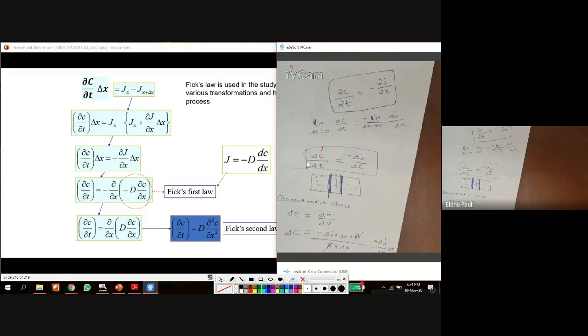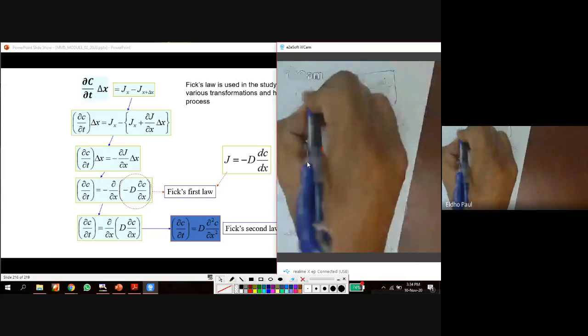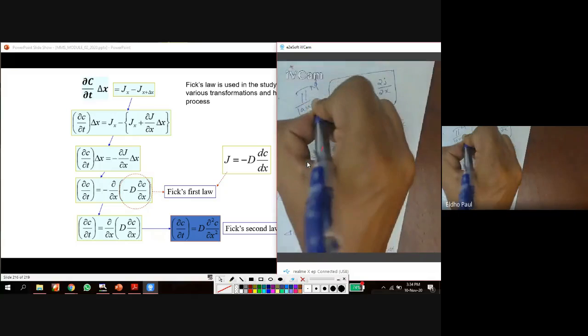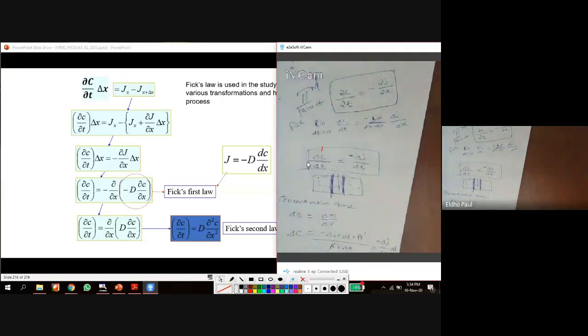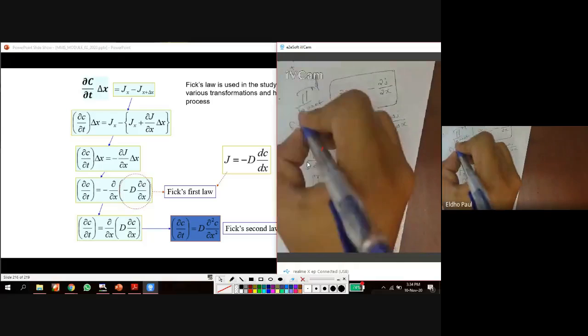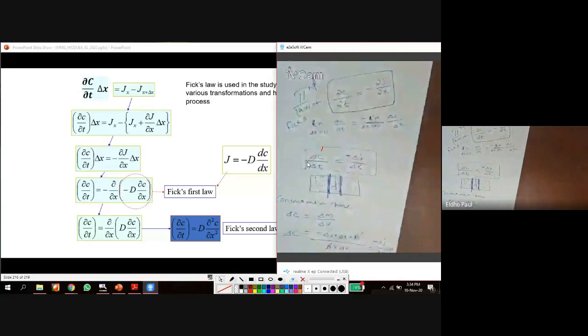Dou c by dou t is equal to minus of dou j by dou x. We remove the limiting terms and convert into partial form. So dou c by dou t is equal to minus dou j by dou x. That is the second law of Fick. Second law of Fick: dou c by dou t is equal to minus dou j by dou x. So this is the equation.